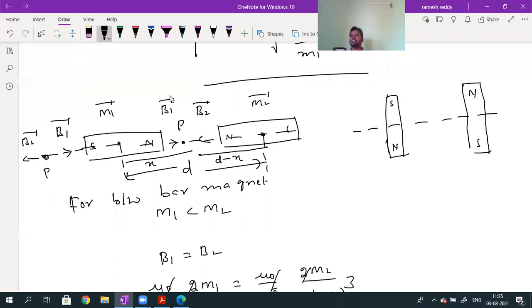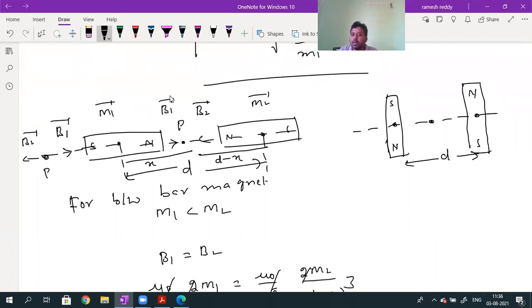This is the center of the first bar magnet, and this is the center of the second bar magnet. What is the separation between the centers? It is given by D. Whenever the two bar magnets are placed with their unlike poles side by side, along a perpendicular line joining their centers, now when I consider a point P, what are the magnetic field directions?